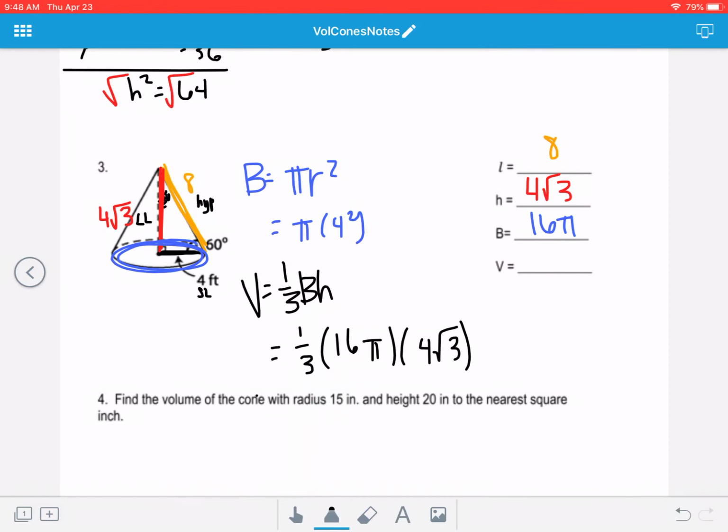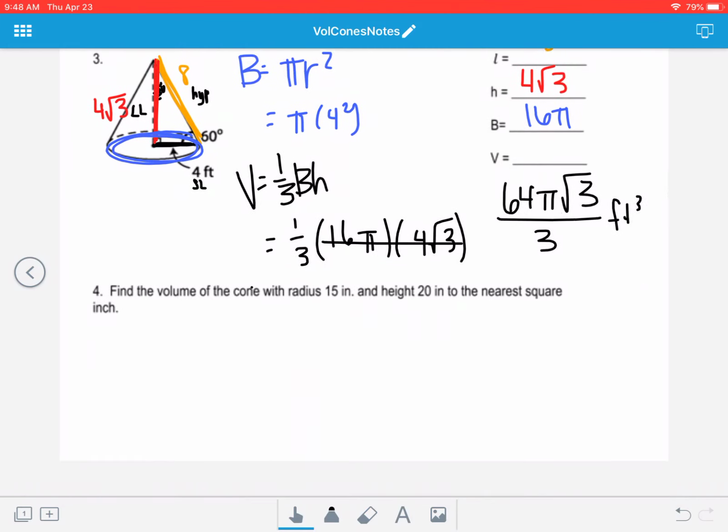16 times 4 is 64 pi square root 3. Now 64 is not evenly divisible by 3, so I'm just going to write it as 64 pi square root 3 all over 3 feet cubed. That would be your volume for that cone.